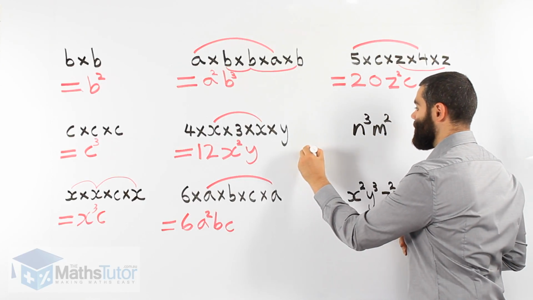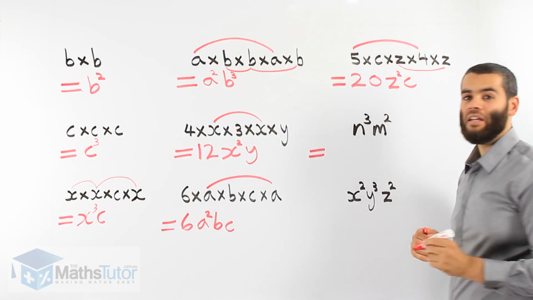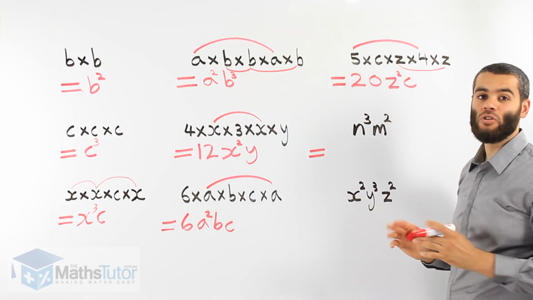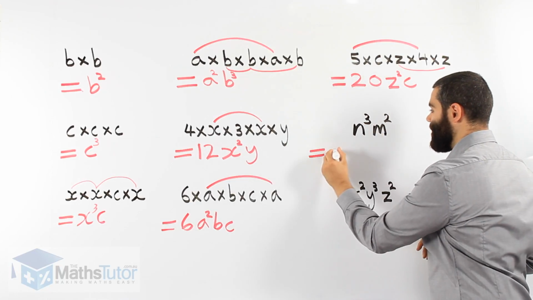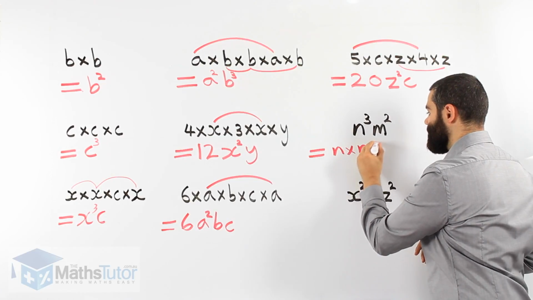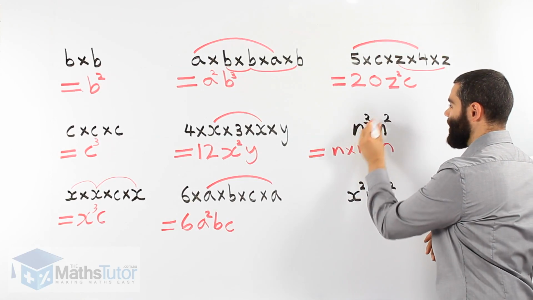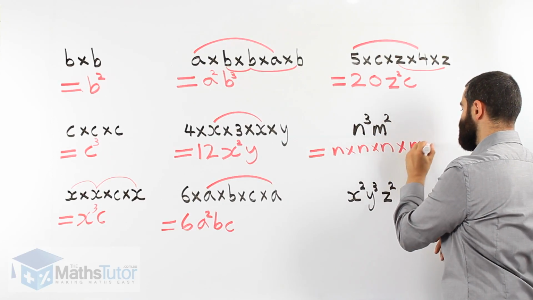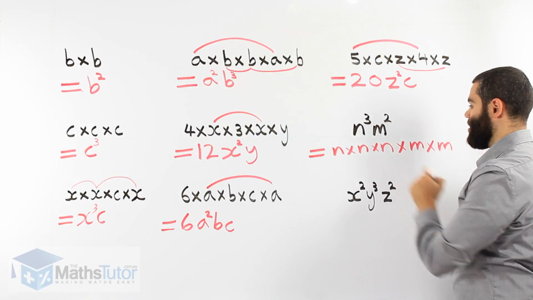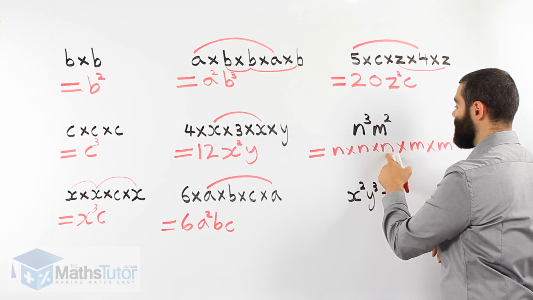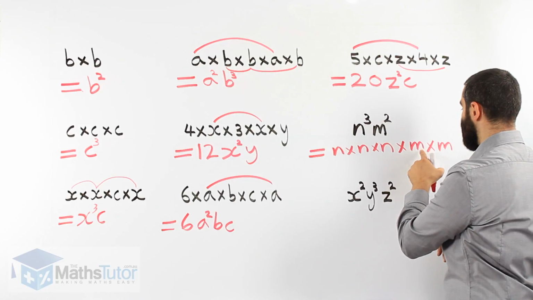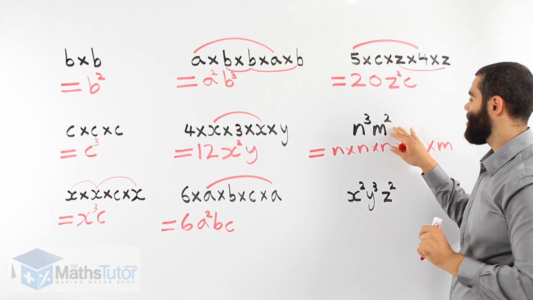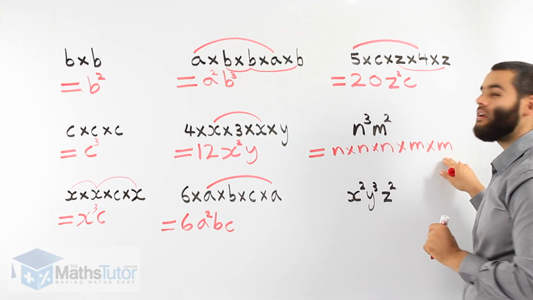Now looking here, it's been written in index notation. We would like to expand it and write it back in its original form. n cubed, meaning n times n times n. m squared, meaning m times m. n to the power of 3, n times n times n. m to the power of 2, m times m. That's the original form. It was in index notation and we wrote it back in original form.